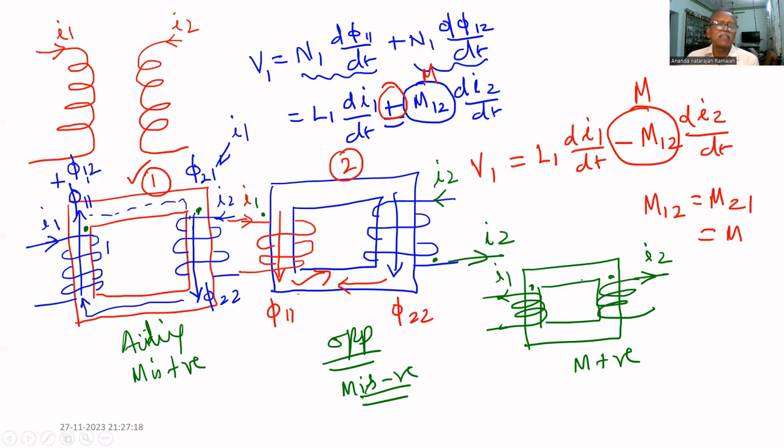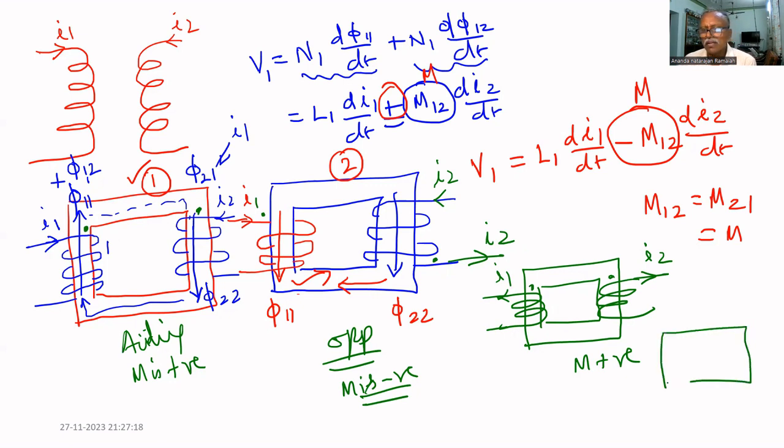In both dots, current is leaving. Here in both dots, current is entering, therefore positive. Here in one dot, current is entering, and in the other dot, current is leaving, which means negative.